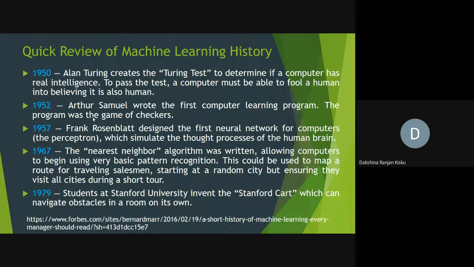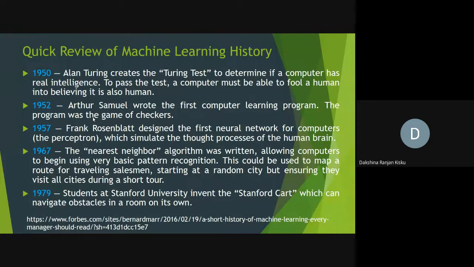In the year 1952, Arthur Samuel first wrote the computer learning program. The program was the game of checkers. So this was the first learning program written by Arthur Samuel in 1952. In the year 1957, Frank Rosenblatt designed the first neural network for computers, which is called the perceptron, and that simulates the thought process of the human brain. So this was the first neural network program, written in 1957 by Frank Rosenblatt.